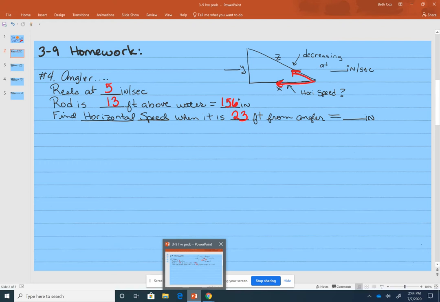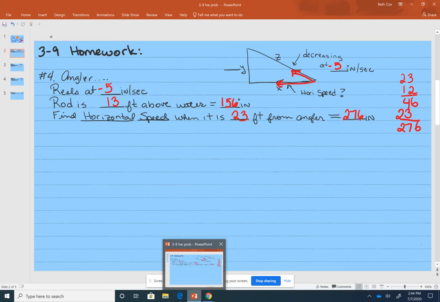And again, 23 is going to have to be turned into inches as well. So I've got to do 23 times 12, and I don't know what that one is. I'm going to have to do a little figuring. I'm getting 276 for that one. Okay, so these are my numbers for this particular problem. My z is decreasing at 5 inches per second, so since it's decreasing, this one's going to be a negative in my calculations.